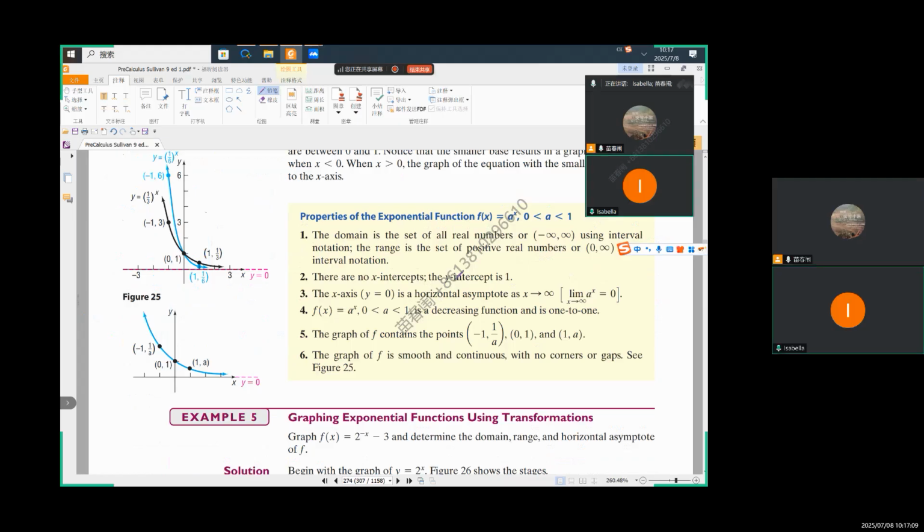Sorry, I was just clearing the board. Okay. So if we know the basic parent function, this is one of the basic ones. This is 2 to the x power. This is 0.5 to the x power. And if we know these two already, we move on to transformations. For example, this.